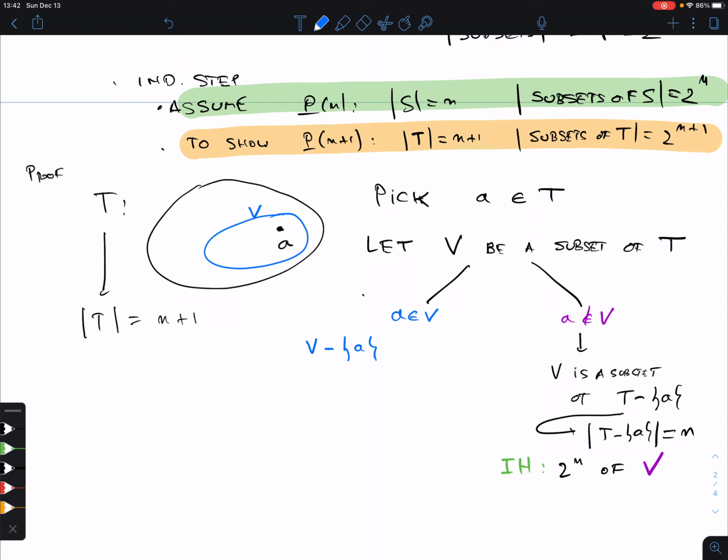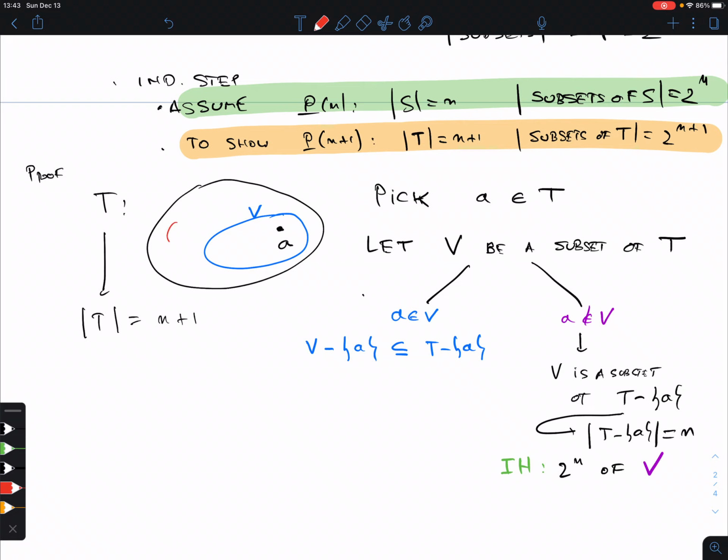I get a subset, let's write it with the subset notation, of T minus A. Right? A lies in V and V lies in T. If I remove A, then V minus A lies in T minus A. Correct. Now I'm claiming that if I look at all possible sets of this form, I'm going to get all the subsets of T minus A. Because if you have a subset of T minus A, how does it look like?